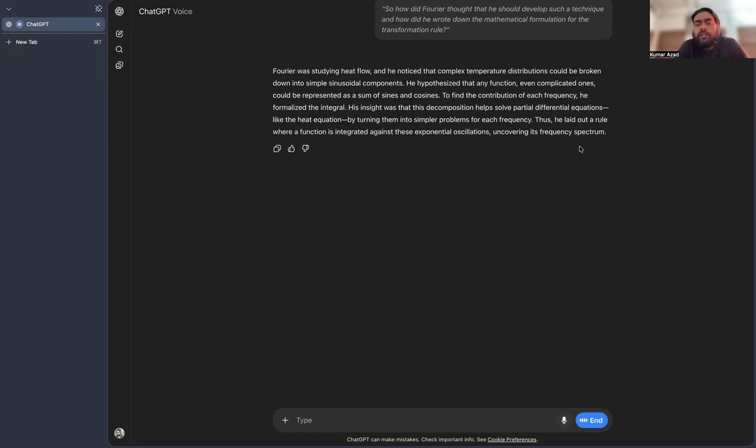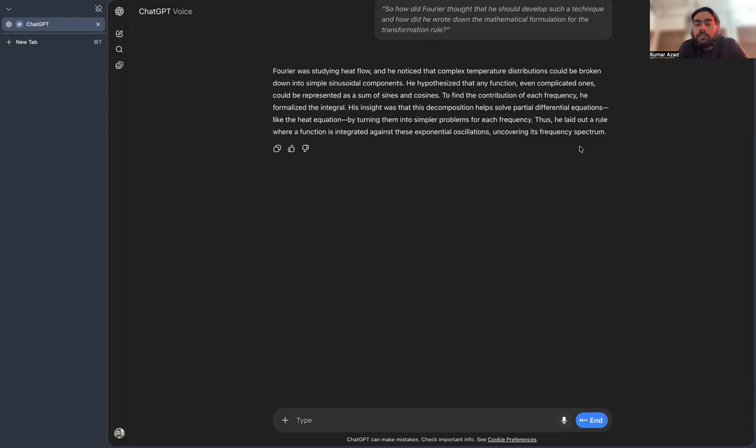So, exponential oscillation, that was the thing. He was working on heat flow. He noticed that complex temperature distributions could be broken down into simple sinusoidal components. He hypothesized any function, even complicated ones, could be represented as a sum of sines and cosines. That's the exponential oscillations thing.